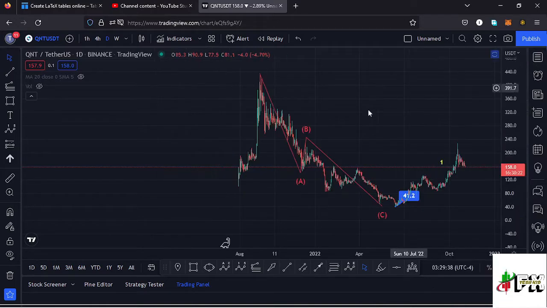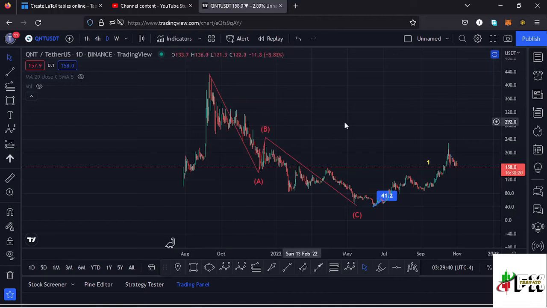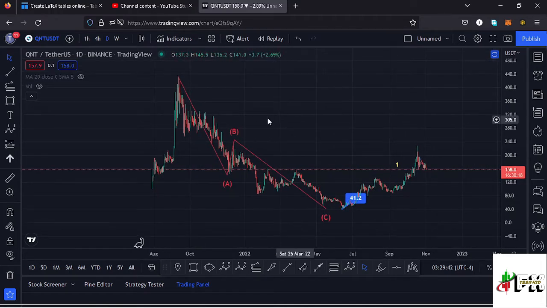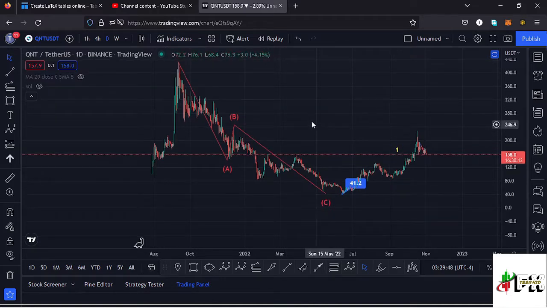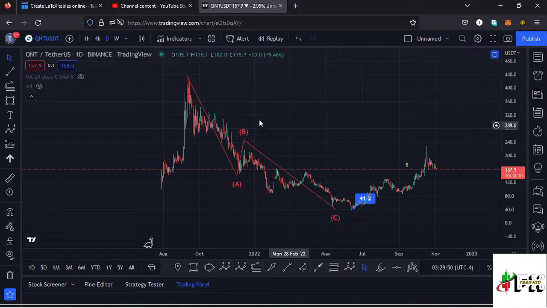Quant's current price stands at the $158 mark, and here on TradingView the market is down by 2.89%. In this video I want to give you the key scenarios that I expect to play out, basing my analysis on the Elliott wave structures, the Fibonaccis, and also drawing out any key chart patterns that you have information on in this chart.